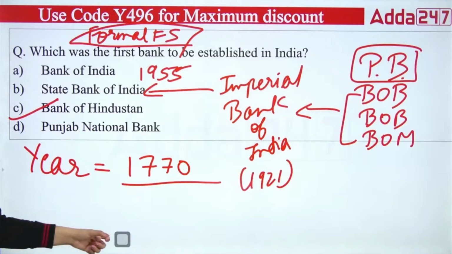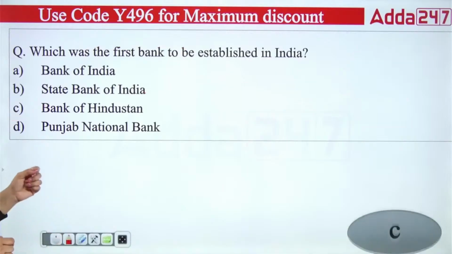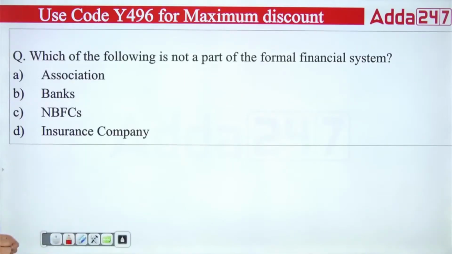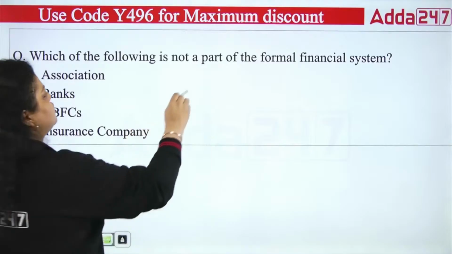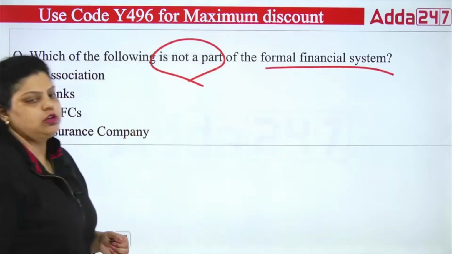Okay, so the right answer will be C, Bank of Hindustan. Next question we have: which of the following is not a part of the formal financial system? Not a part of the formal financial system.